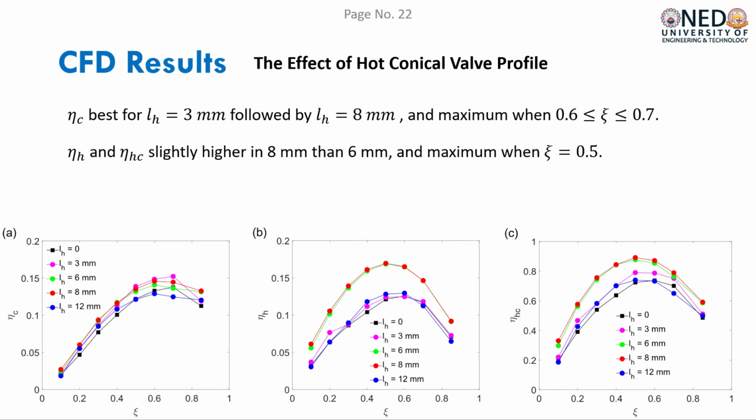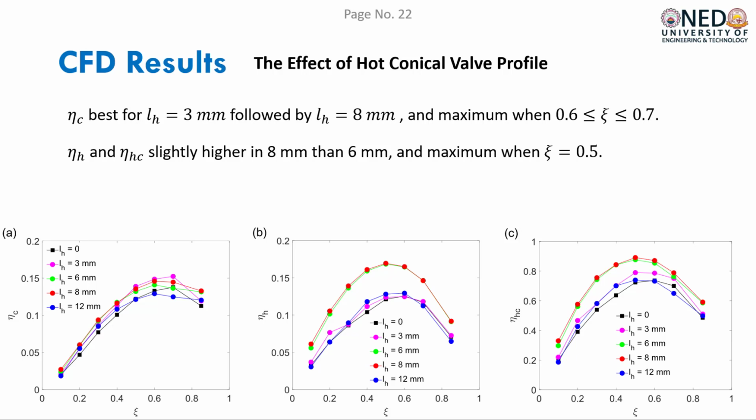The cooling efficiency, heating efficiency, and energy separation efficiency are plotted as a function of cold mass fraction for different truncation lengths, and these plots show that cooling efficiency is found to be best for truncated length of 3 mm followed by 8 mm, and it is maximum when cold mass fraction ranges from 0.6 to 0.7.